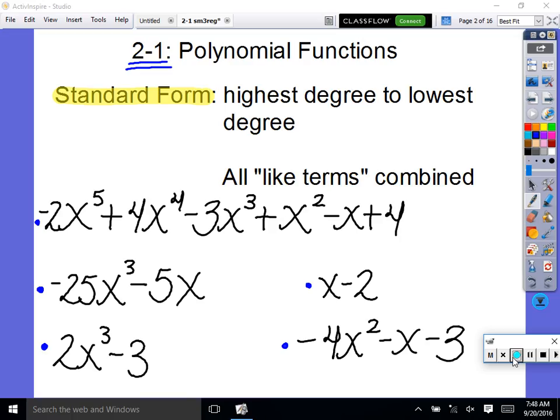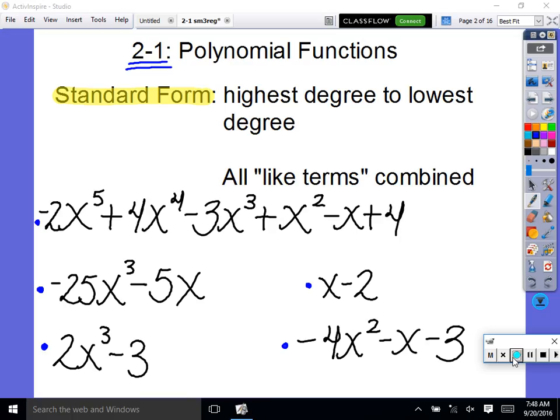So first of all, just a reminder, standard form of a polynomial is when a polynomial is listed from the highest degree to lowest degree. Now, the coefficient, the number in front of the variable, does not matter. We're only looking at the exponent. So highest exponent to lowest exponent. Standard form also, this is really important, will always have all like terms combined. So highest degree to lowest degree, and then like terms combined.